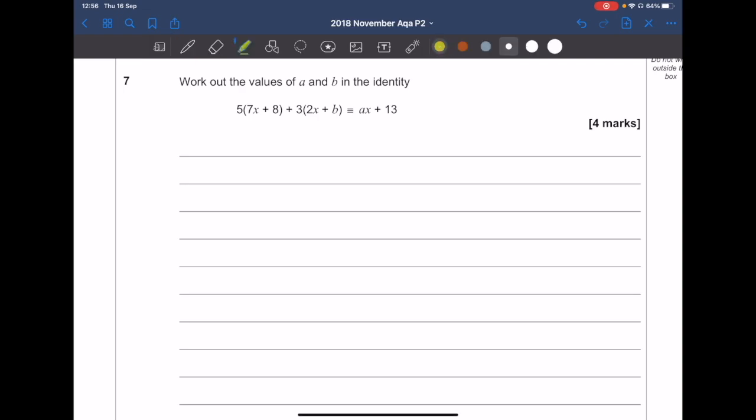In the identity. So you've got an identity here. An identity means that you're not able to move from left to right. Whatever you do on your left-hand side, you do on your left-hand side. Whatever you do on your right-hand side, you do on your right-hand side. And then you simply compare between them.